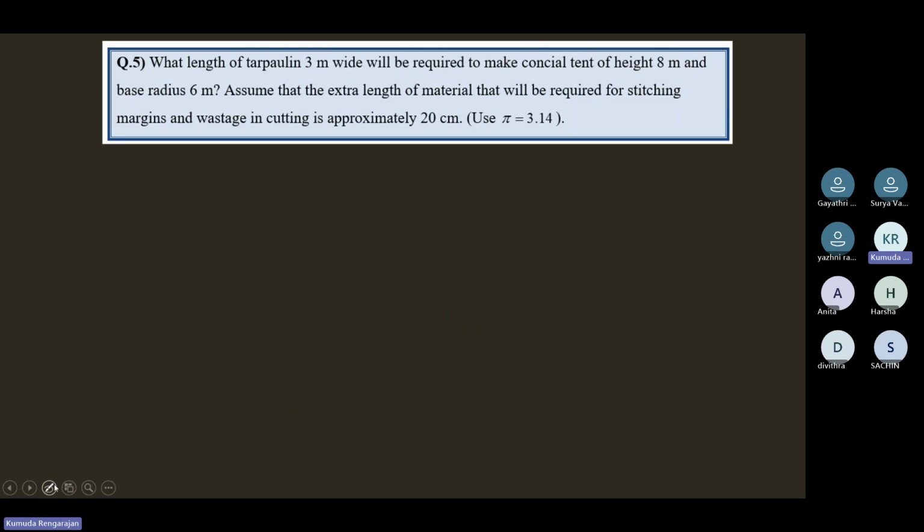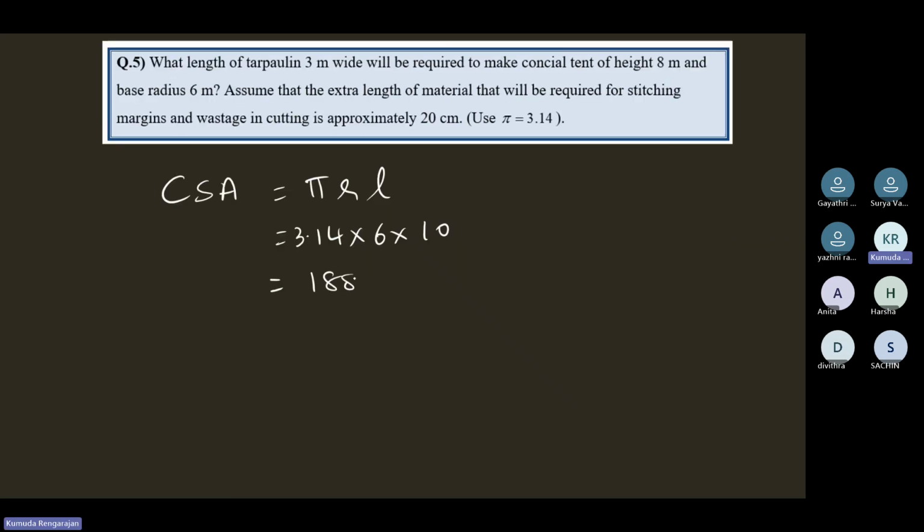The very simple question. All that you have to do is find the curved surface area of the tent. The formula is pi r l, 3.14 into r, 6, into l, which is 10. And the answer is 188.4. This is the area of tarpaulin you need to make this tent. Now you cannot go and tell the shopkeeper the area of material you need.